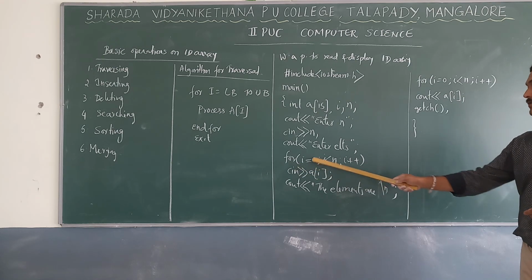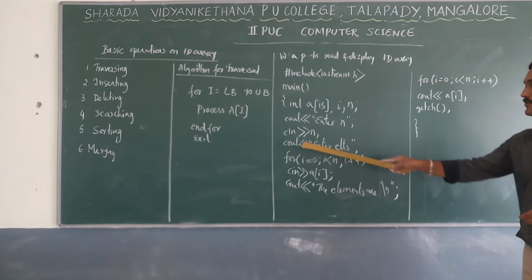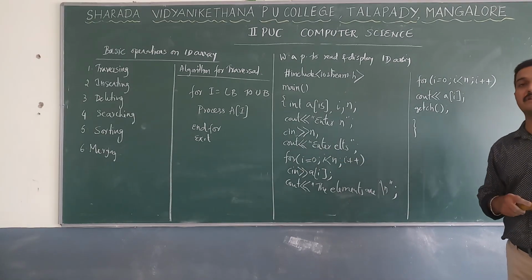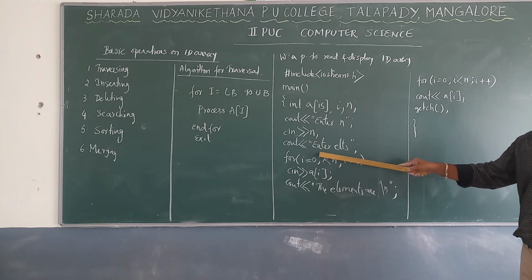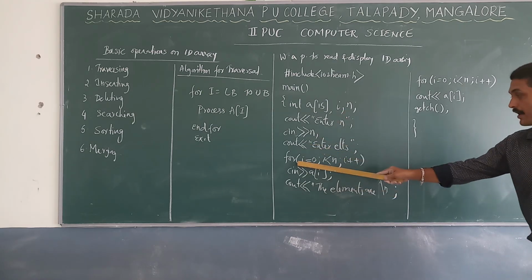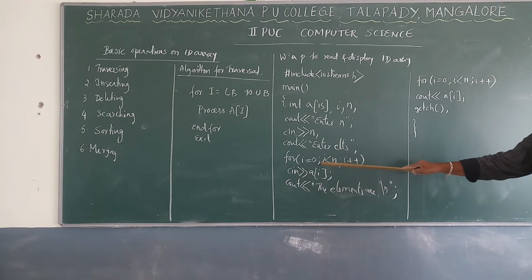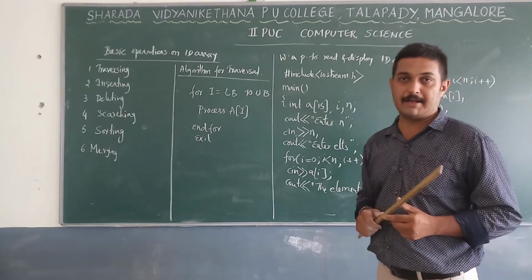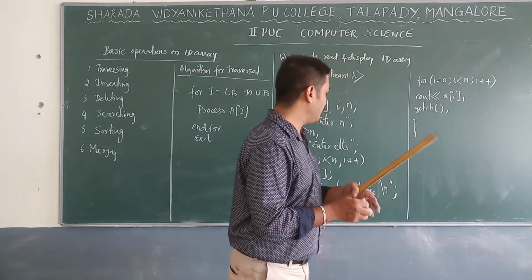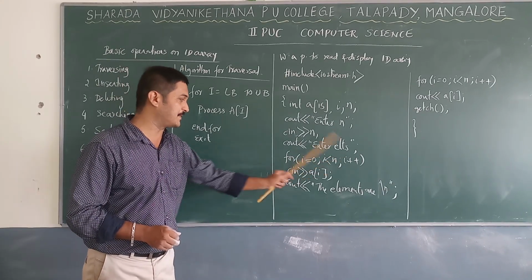for i equals 0, i less than n, i plus plus, cin a[i]. Actually, these two statements represent the traversal. That means here we are implementing the traversal method: for i equals 0, i less than n, i plus plus, cin a[i]. So these two statements read the one-dimensional array using traversal.